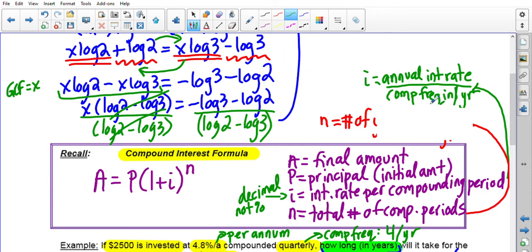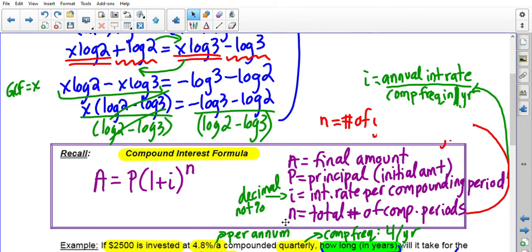If it's a compounding frequency of quarterly, then that's 4 times a year. Or actually, you can just read that as compounding frequency in 1 year. Per year or in 1 year, same thing. So that part you're always going to have to calculate, because usually the question only gives you the annual interest rate for a year.